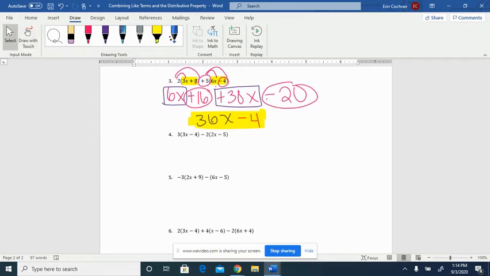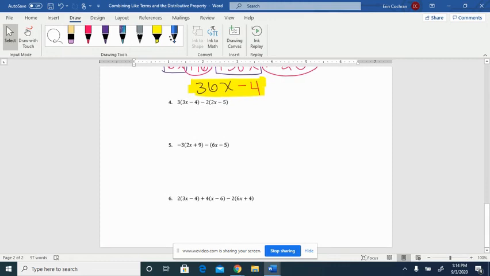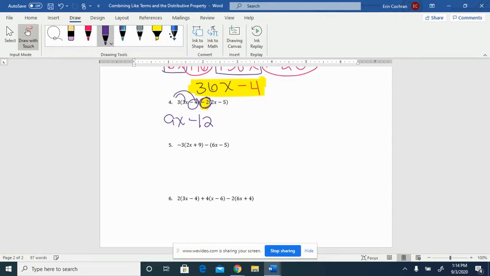All right, number 4 is about the exact same. The only difference here is if you look, we have a negative 2 here. So we're going to distribute a negative 2 through that second one. Okay, so let's do this first one. So we're taking a 3 times everything. So 3 times 3x is 9x. 3 times a negative 4 is a negative 12. All right, now this one we're taking a negative 2 times everything. Negative 2 times positive 2x is a negative 4x. A negative 2 times that negative 5 is a positive 10.